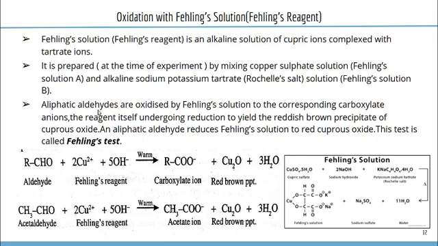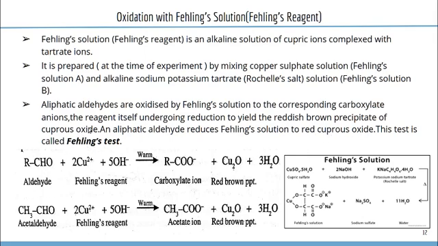Then aliphatic aldehydes are oxidized by Fehling solution to the corresponding carboxylate anions, the reagent itself undergoing reduction to yield the reddish brown precipitate of cuprous oxide. An aliphatic aldehyde reduces Fehling solution to red cuprous oxide. This test is known as Fehling's test.